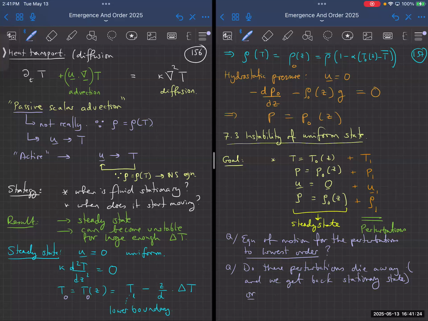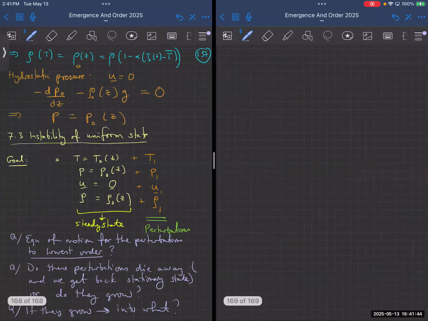Or do they grow? And then the question we can ask is, if they grow, then into what? What happens next? And let's talk about the premise of this type of analysis.